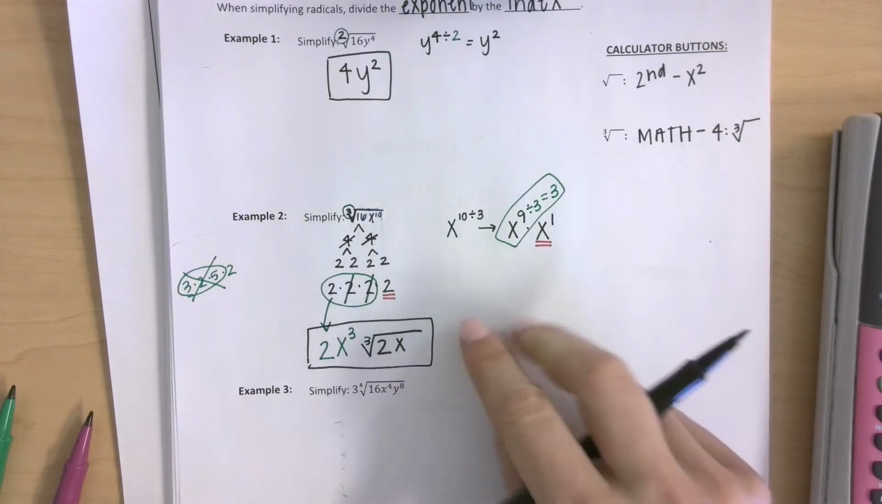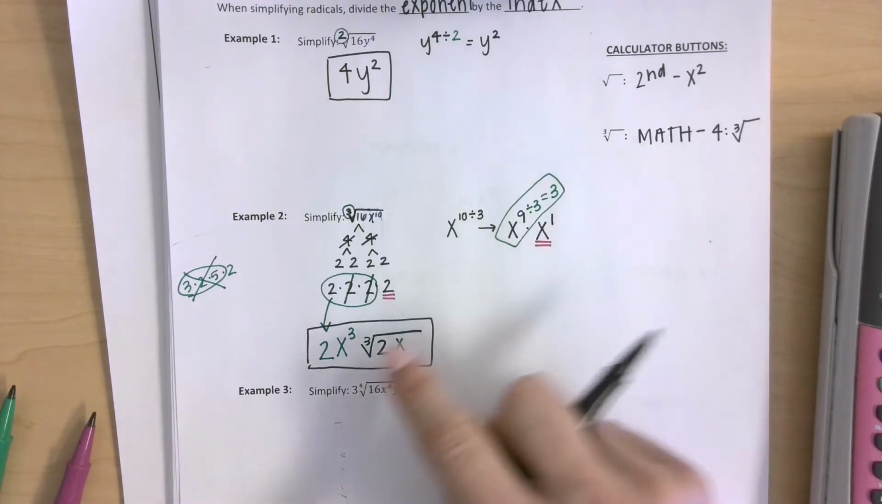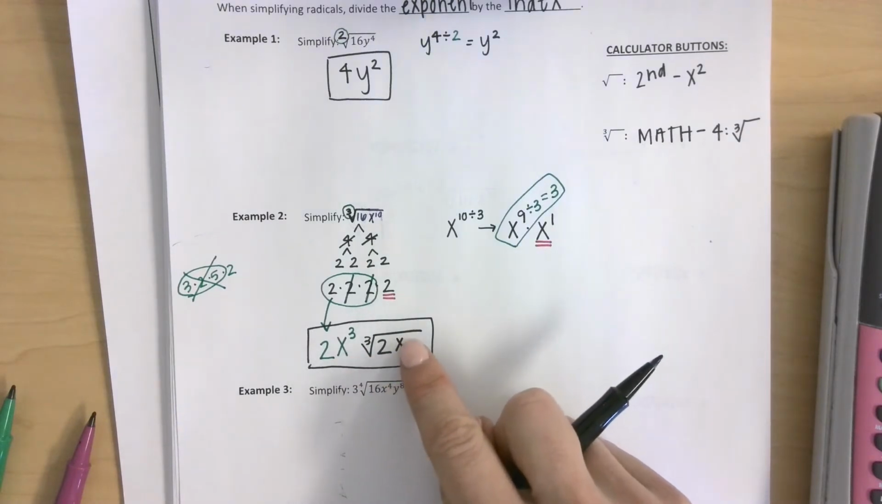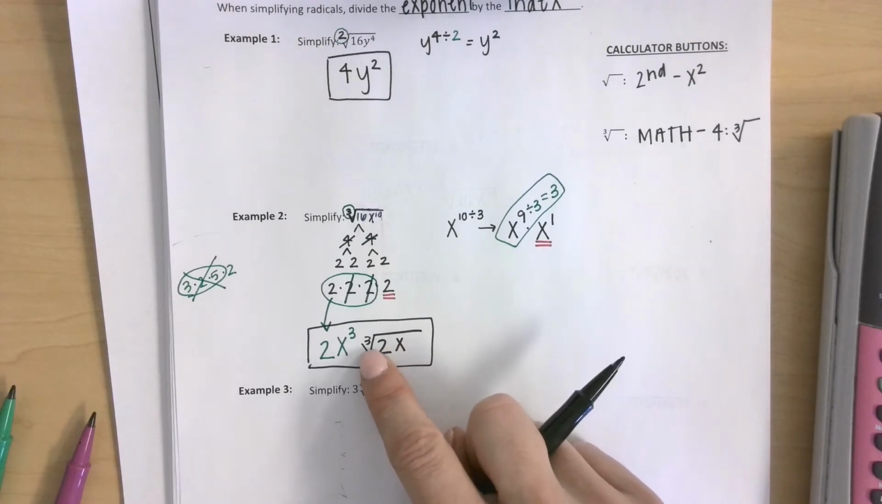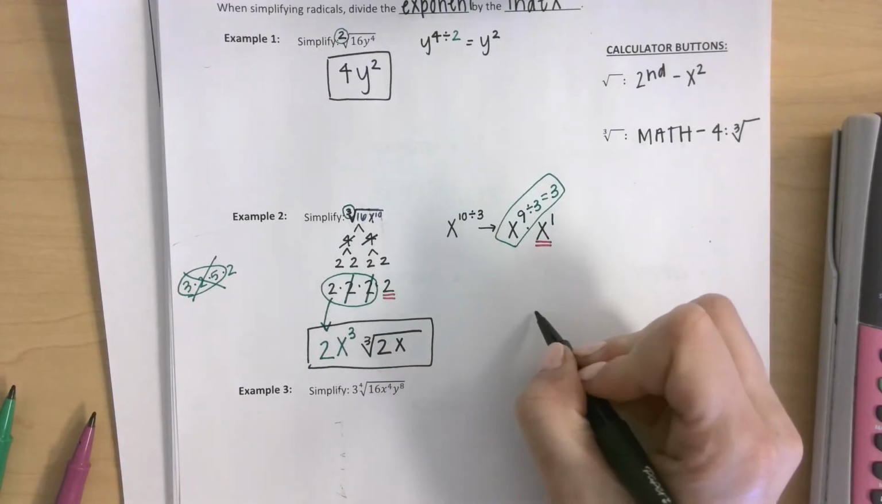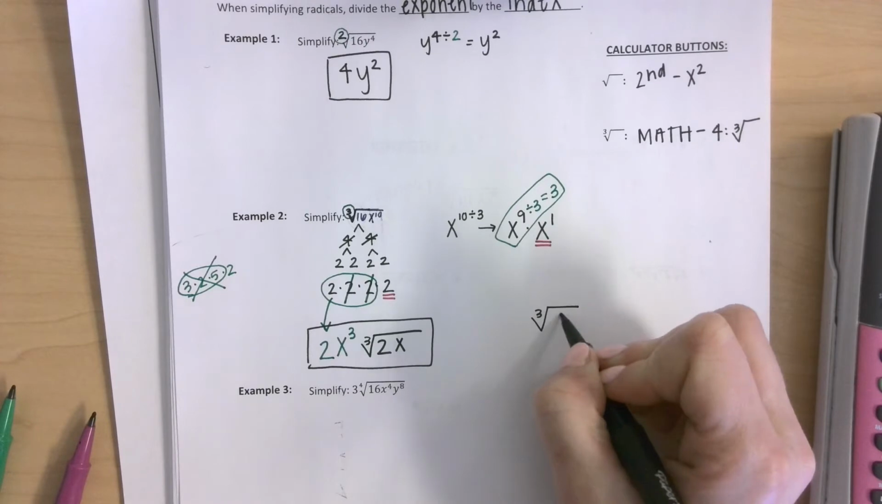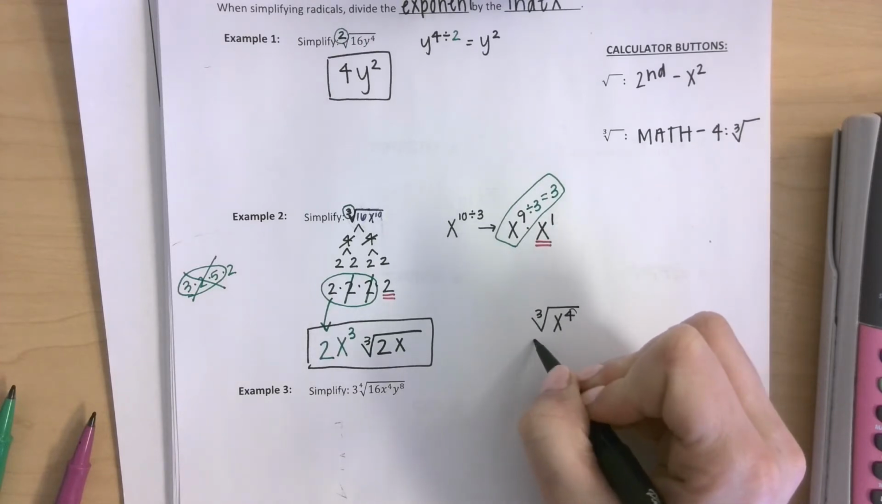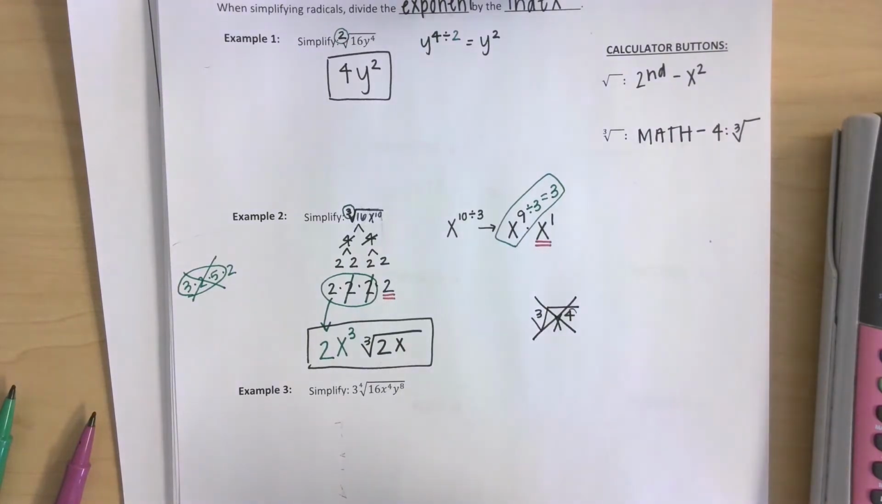You do want to make sure that when you're splitting it up, you are taking out as many x's as possible. The exponents left over on the inside of your radical should never be larger than what's on the outside. For example, I would never want to end up with the cube root of x to the 4th. This exponent is larger than the index, which is a no-no.